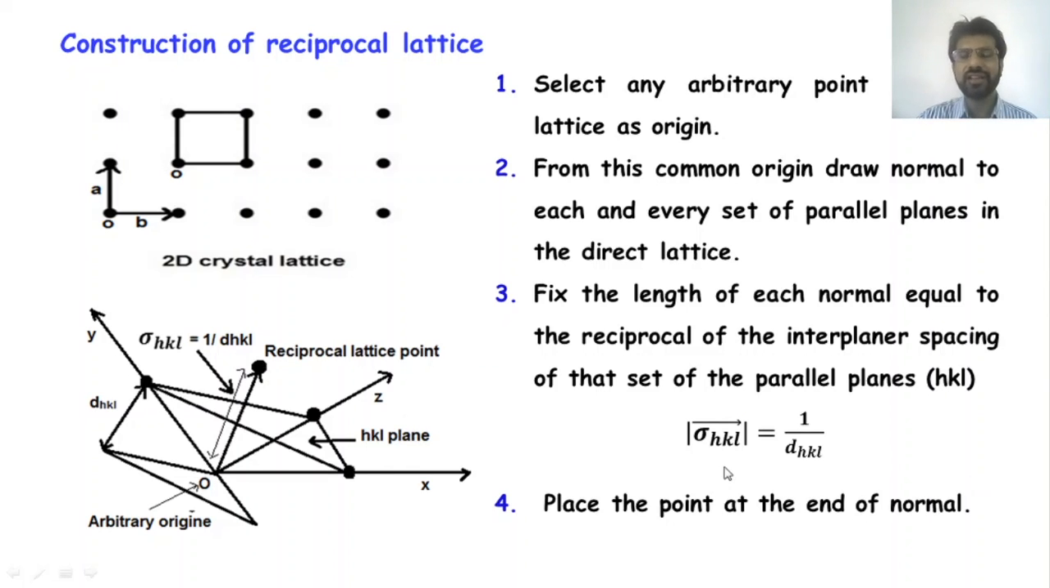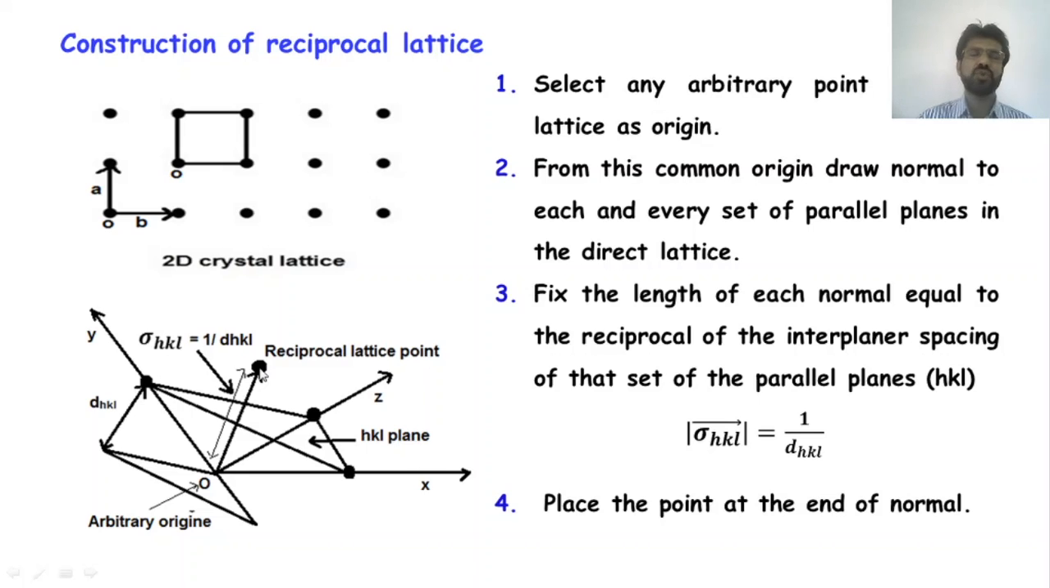So we get sigma_hkl equal to 1 divided by d_hkl, where sigma is known as the reciprocal lattice vector, and d_hkl is nothing but the distance between the two planes. Now place the point at the end of the normal. The point where the normal terminates is known as the reciprocal lattice point. So it is very important to know how to construct the reciprocal lattice.